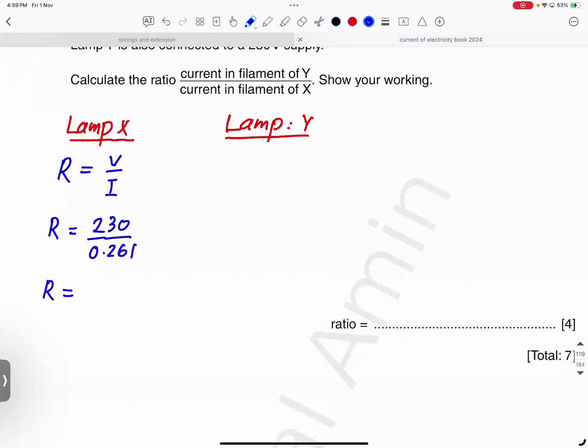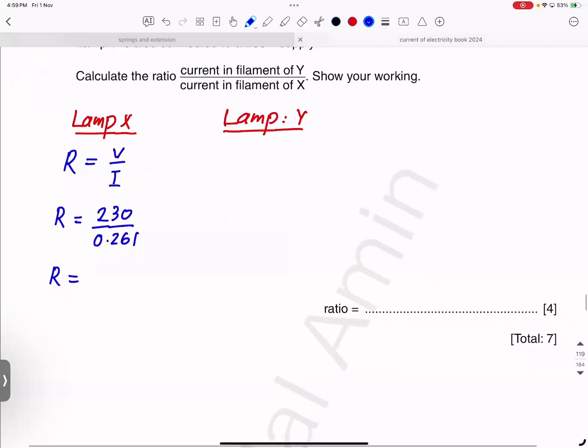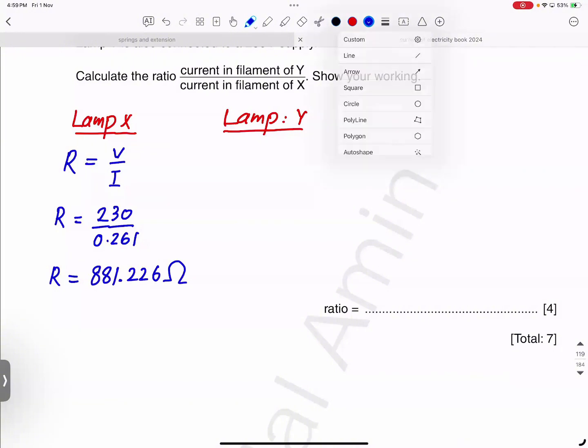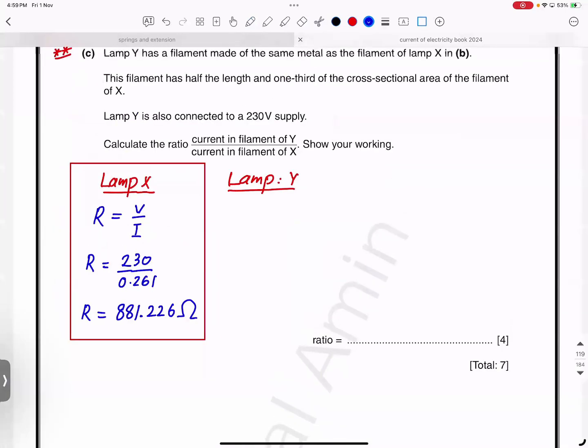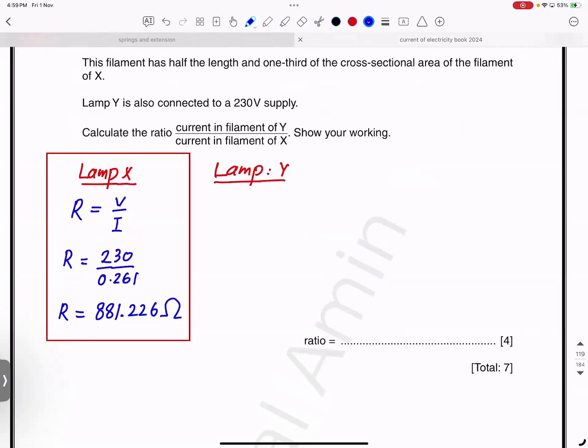Please give me a bit precise answer, I mean long answer, at least 4 to 5 significant figures. 881.22605. 881.226 ohms. This is the lamp X, my dear. I want to go for lamp Y now. Read the question again. The filament has half length.